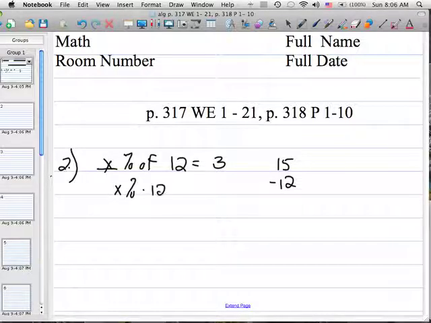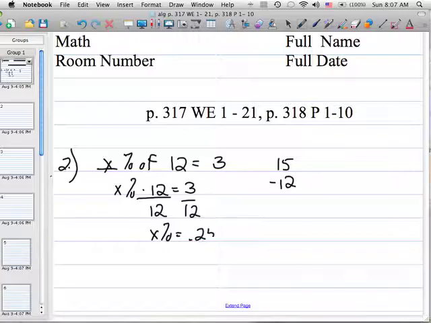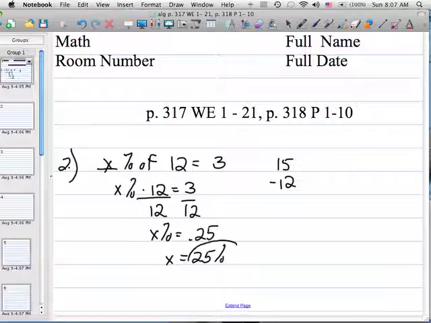So X percent times 12 equals 3. Divide both sides by 12 to solve for X. So we get X percent equals 3/12 is 1/4, which we know is 0.25. Move it 2 to the right to get it to the percent, so it's 25%. And that's our percent of increase.